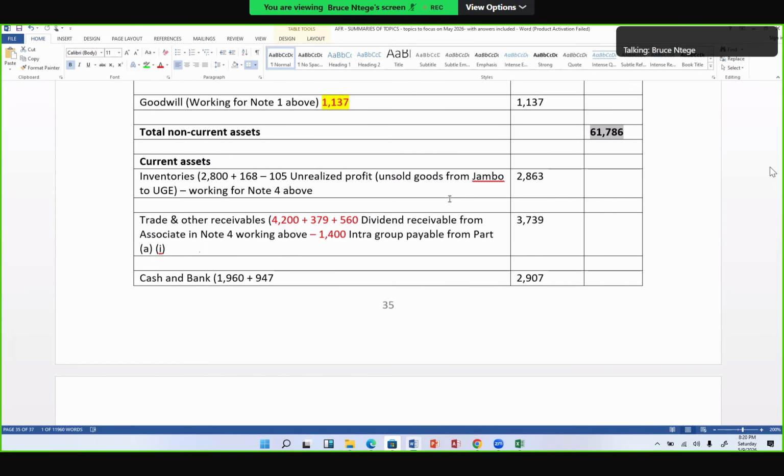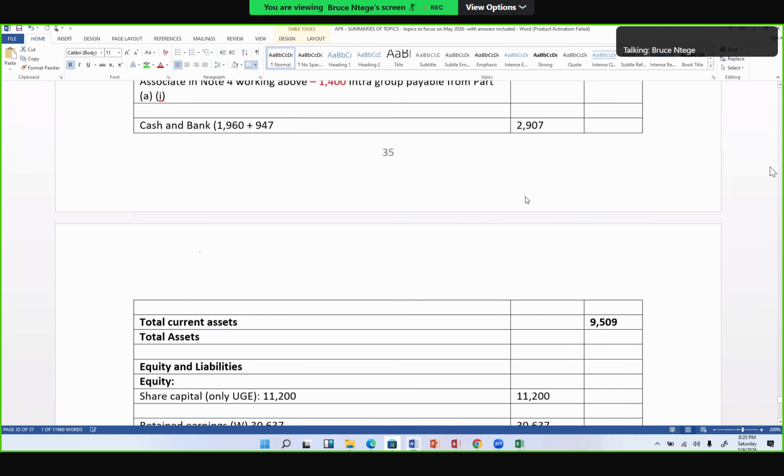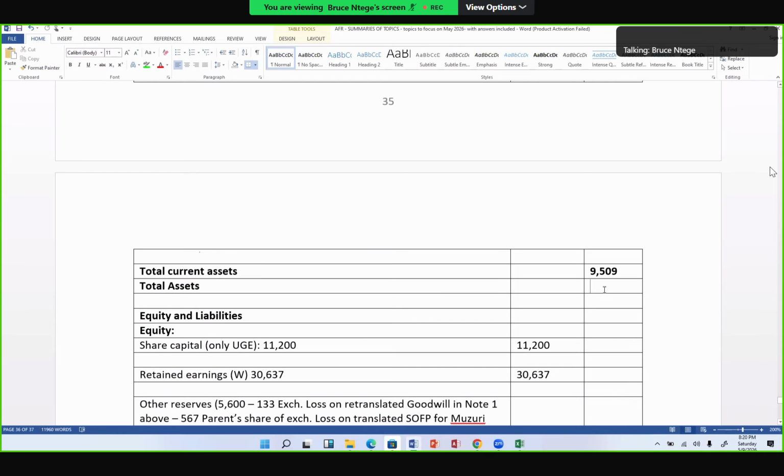Okay, so you can get your total assets as the total non-current assets, which is 61786, then plus the 9509. So I'm getting 71,295. 71,295. So that's my total assets.